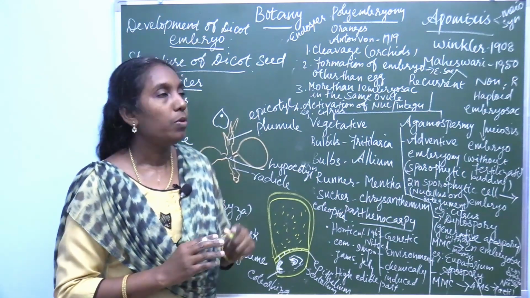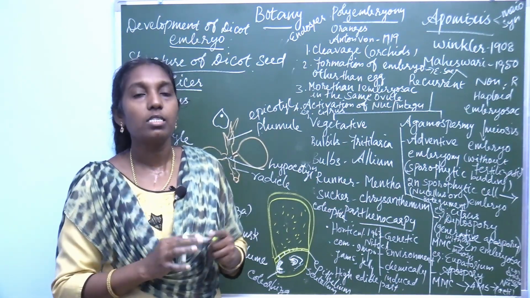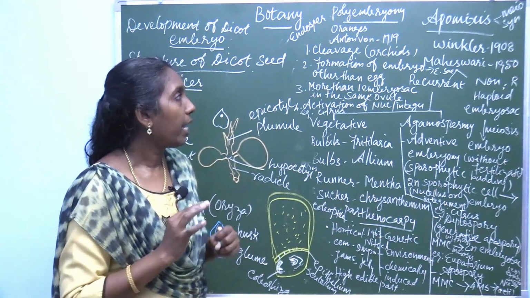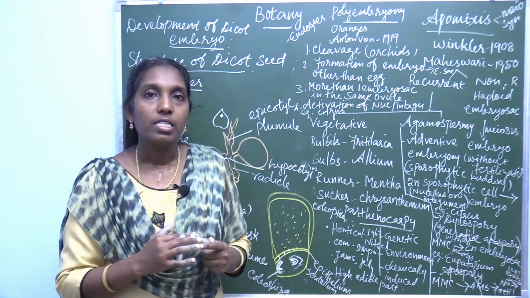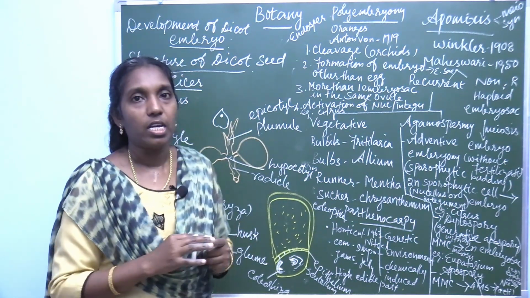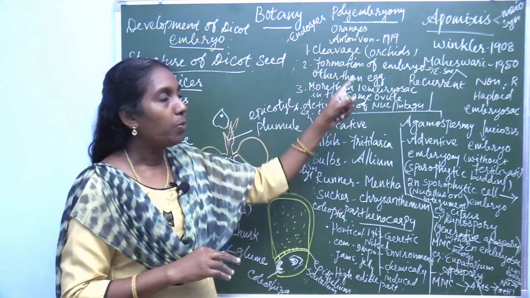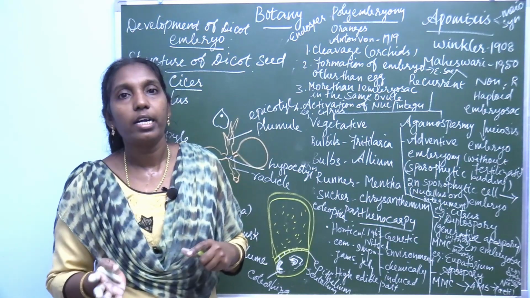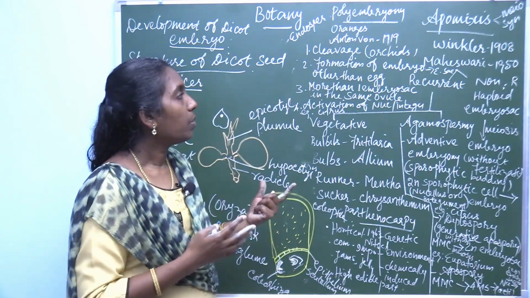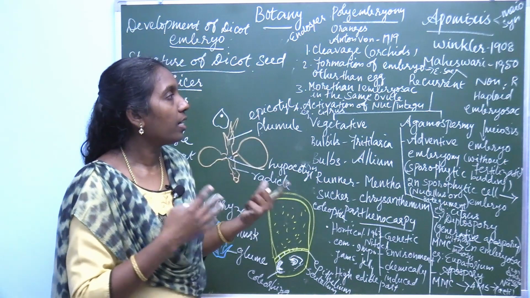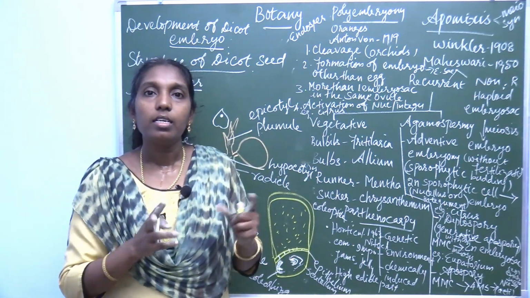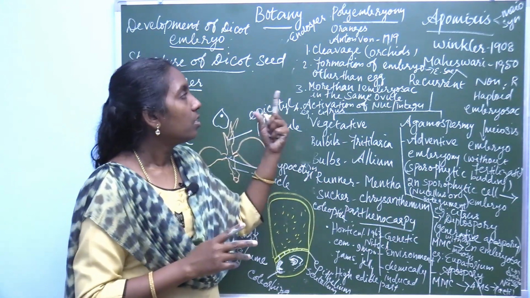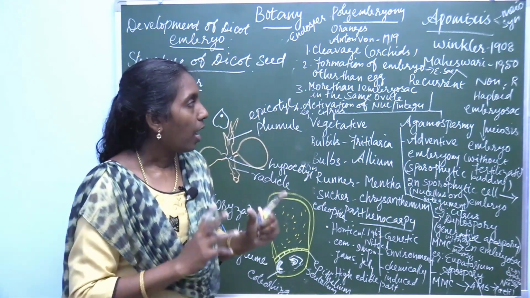So the term apomixis was first introduced by Winkler in the year 1908, and Professor Maheshwari in the year 1950 classified this apomixis into two different types: recurrent apomixis and non-recurrent apomixis. So what is the difference between recurrent and non-recurrent? In recurrent, these two processes are completely absent. It does not involve meiosis, and syngamy is absent.